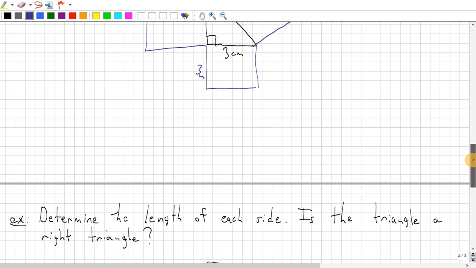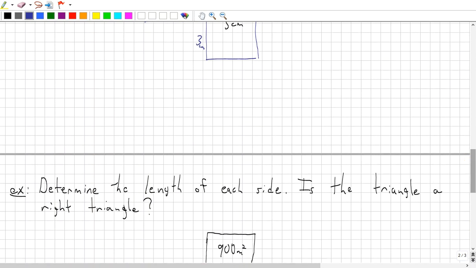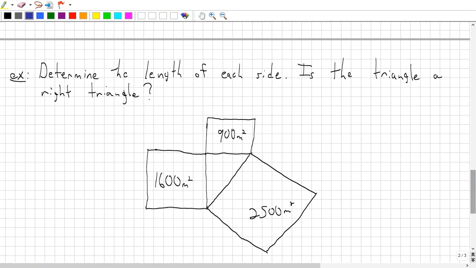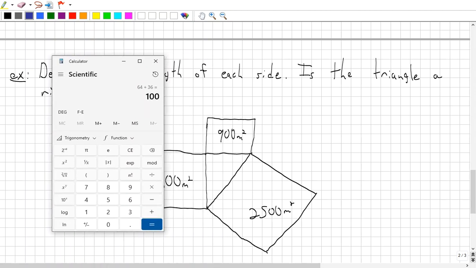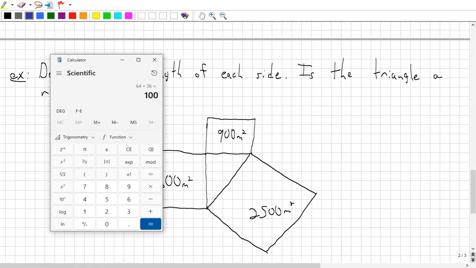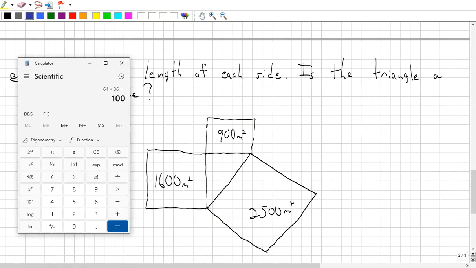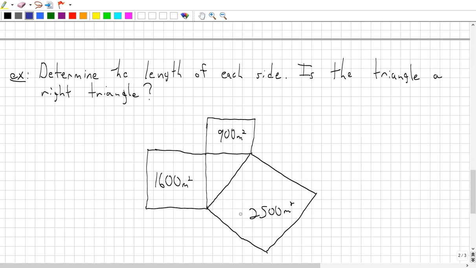So, next example, last example: determine the length of each side. And we're going to ask, is the triangle a right triangle? So, if I add these two areas, is it going to equal this area here? Okay, so determine the length of each side. Again, we take the square root of each one. You can use your calculator if you want to. And we'll show that the square root of 900 is 30. So these side lengths are 30 meters.